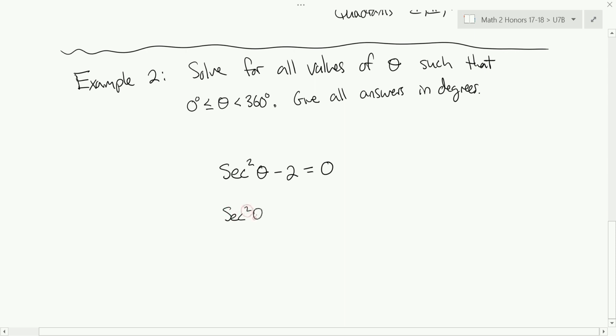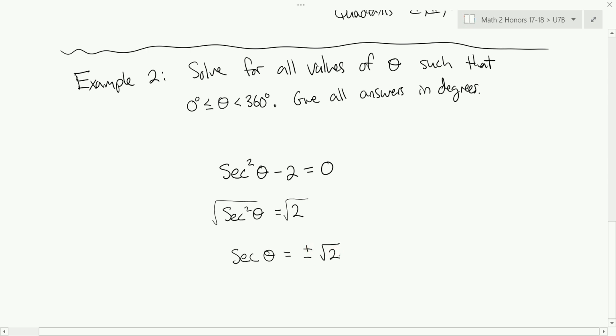So we add 2 to both sides. And then we need to get rid of the square, so you take the square root of both sides. When you take the square root of the left side, it gets rid of the square. You get secant theta. But we're going to have to put that it could be positive or negative root 2.